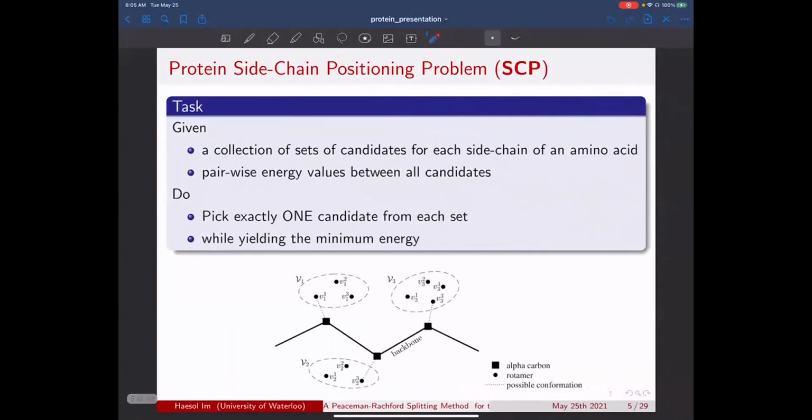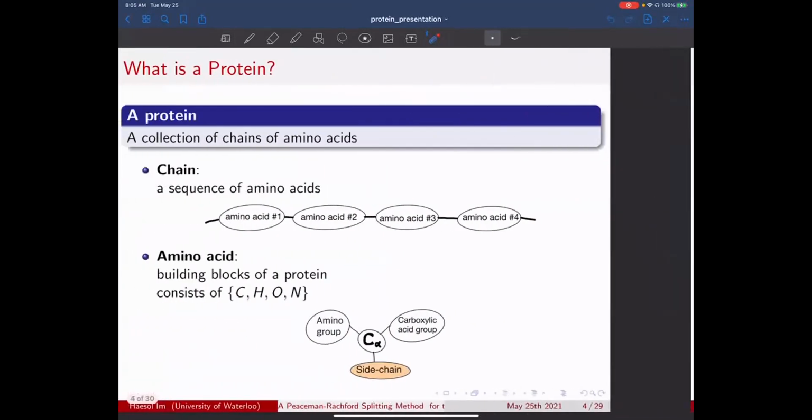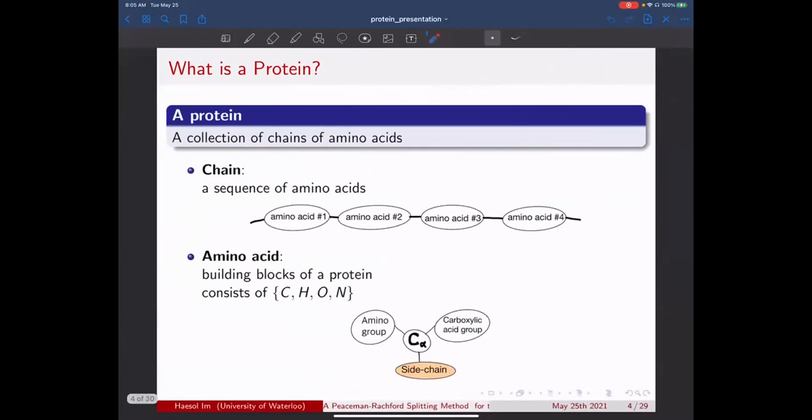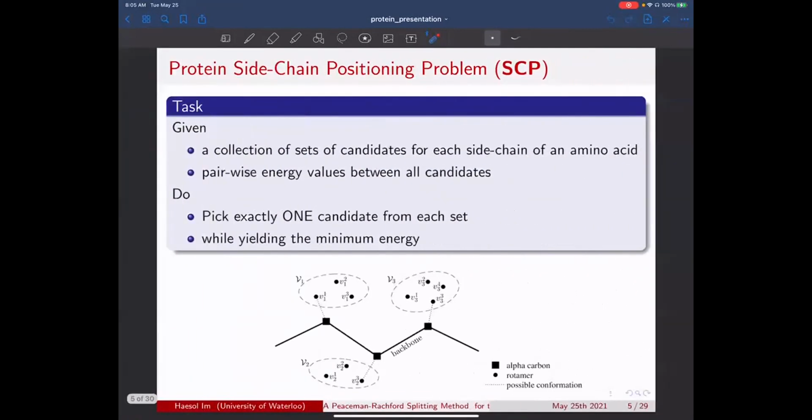So let's talk about what the protein side chain positioning problem is. The setup is the following. We're given a collection of sets of candidates for each side chain of amino acid. Going back to the previous slide, what we're given is many candidates that can be picked as a side chain for this particular amino acid. And we're also given pairwise energy values between all candidates.